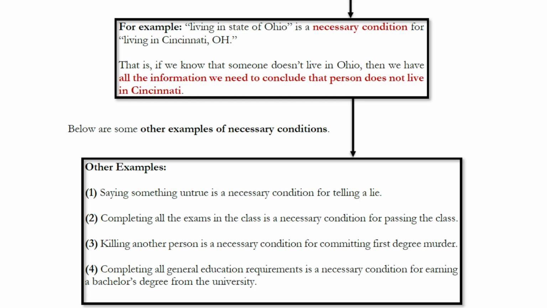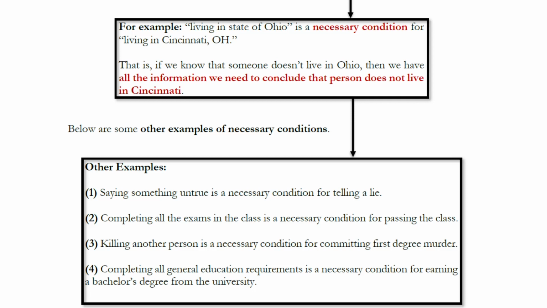Some further examples can also illustrate this point. Saying something untrue is a necessary condition for telling a lie. You definitely did not tell a lie if you said nothing untrue. However, simply saying something untrue is not sufficient for us to know that you told a lie. It would also have to be the case that you know what you're saying is false. If you think that the false thing you are saying is actually true, then you are confused, but you are not lying. This means that saying something untrue is necessary, but not sufficient for telling a lie.